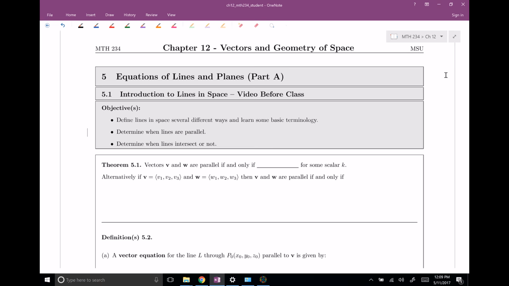But for this video right now, for this part A section, we're just going to be talking about the lines, right? So it'll be lines and planes. Part B will be planes. So we're talking about lines right now.